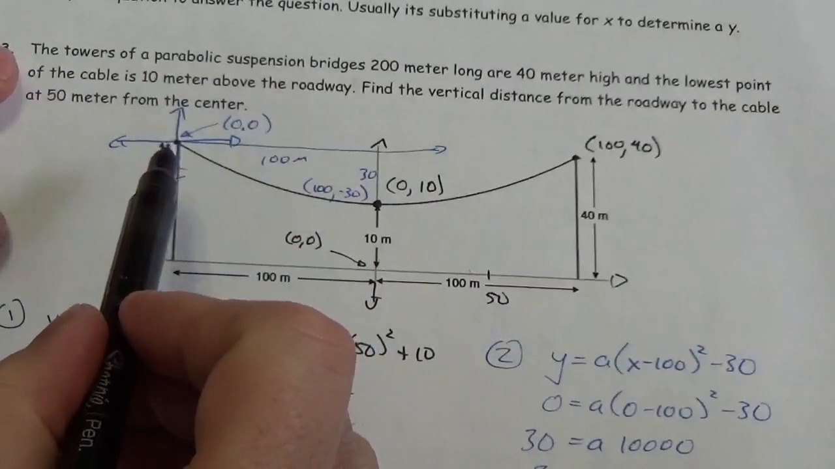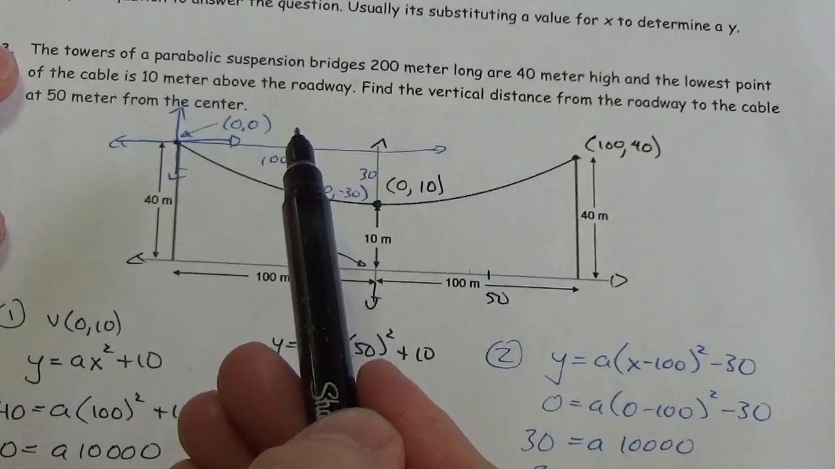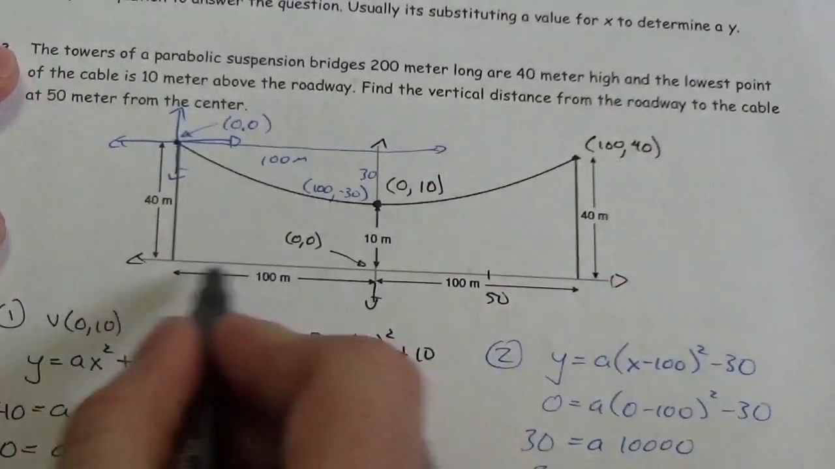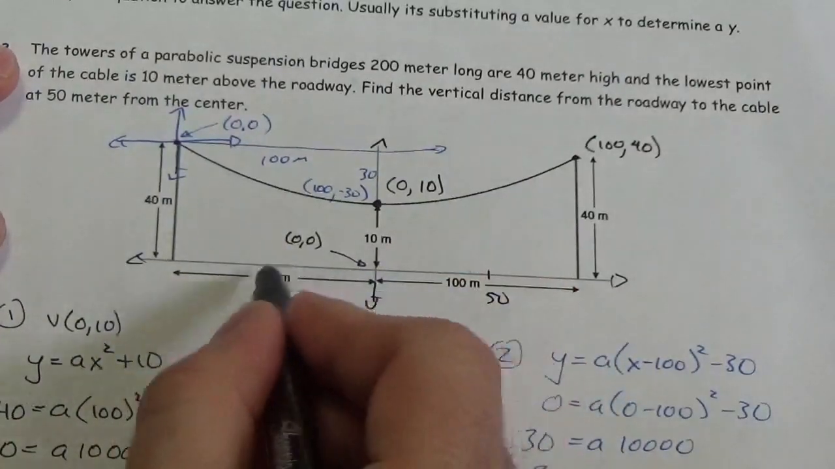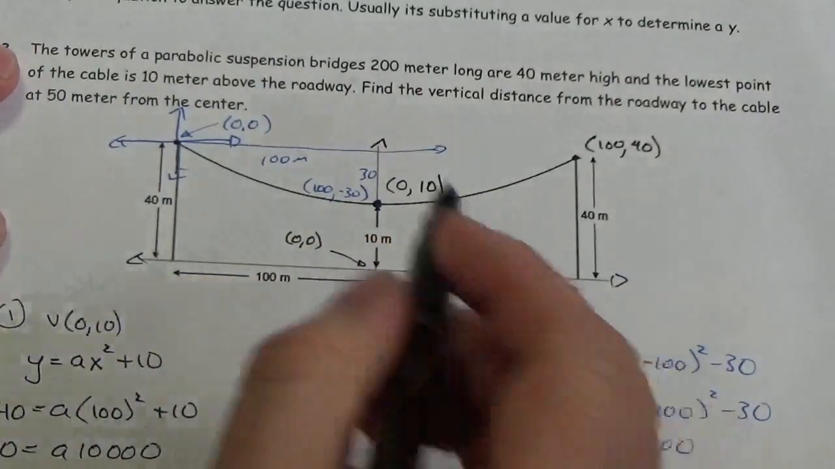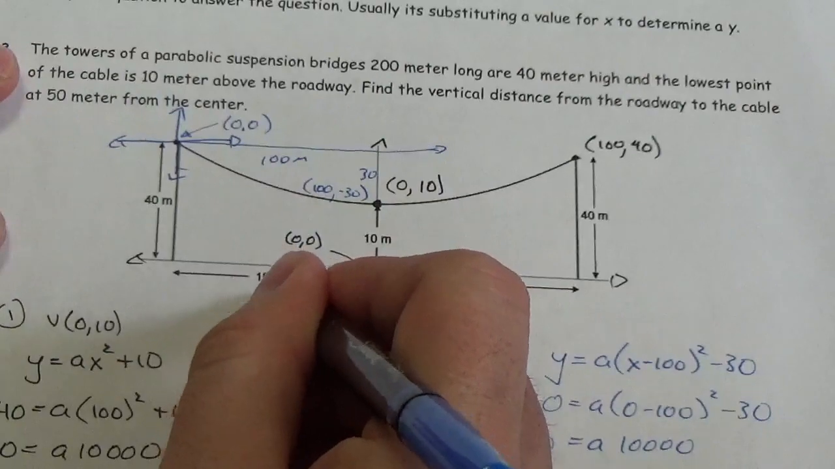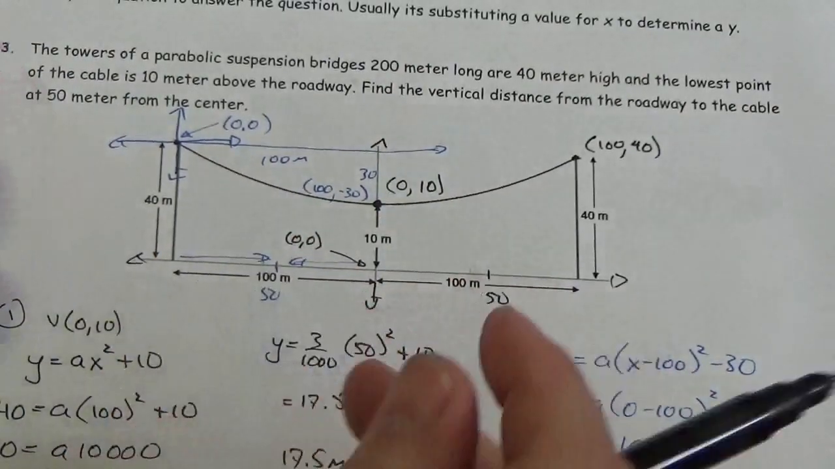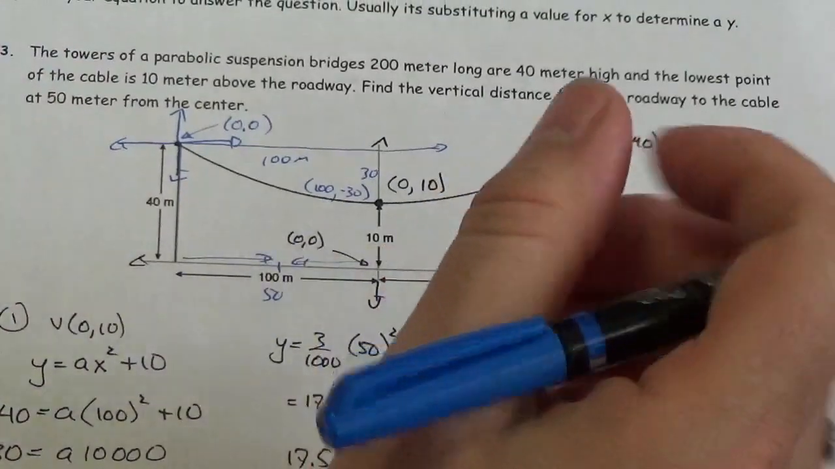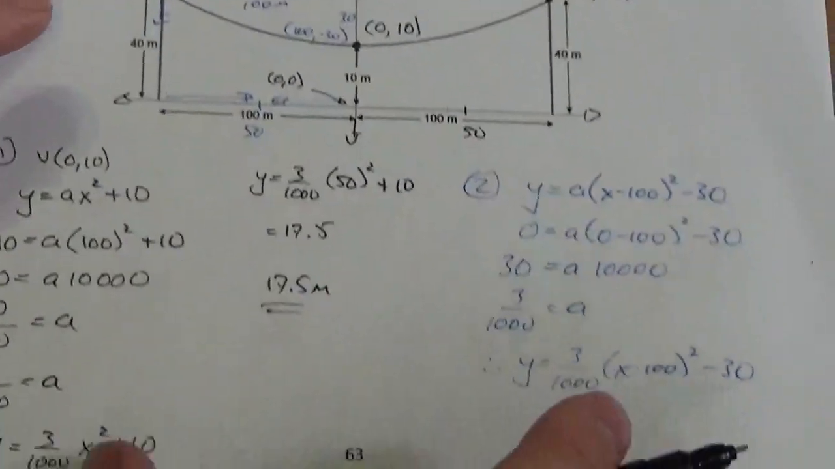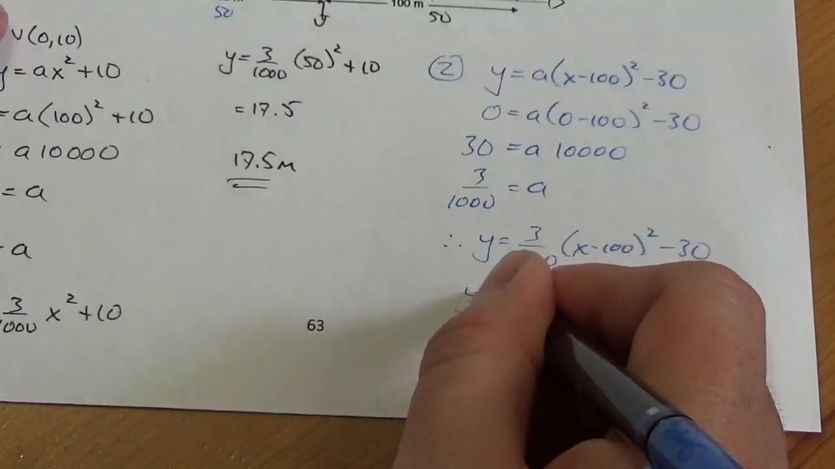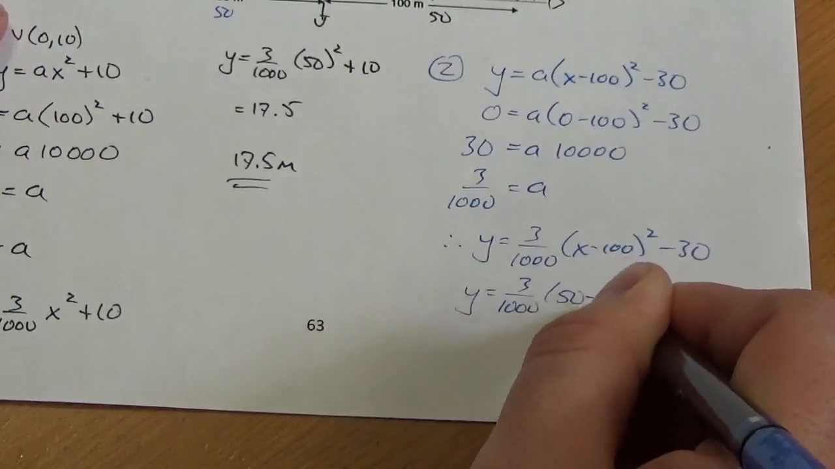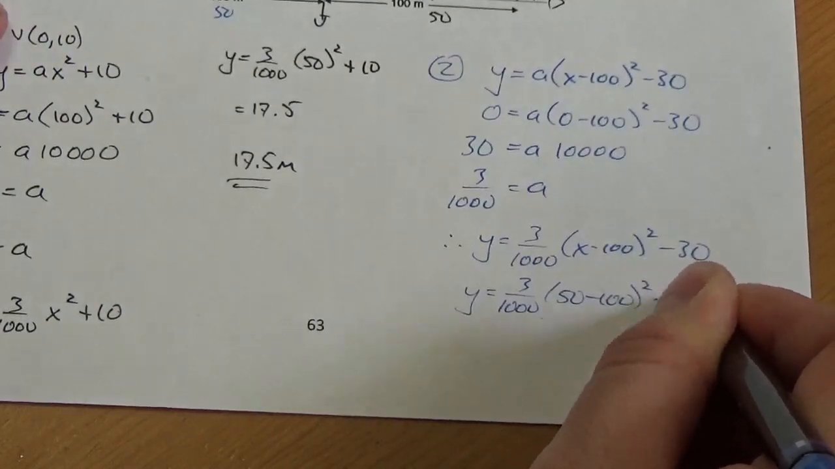Now, if this is my origin, how far over do I go? Well, again, I'm trying to look halfway in between this. I want to do 50 meters from the vertex here. So that's going to be here. And if this is 50 meters, well, this is 50 meters. That's the nice thing about the distances working out the way the question says. So I'm just going to evaluate this at 50. So y is equal to 3 over 1,000 times 50 minus 100 squared, minus 30.